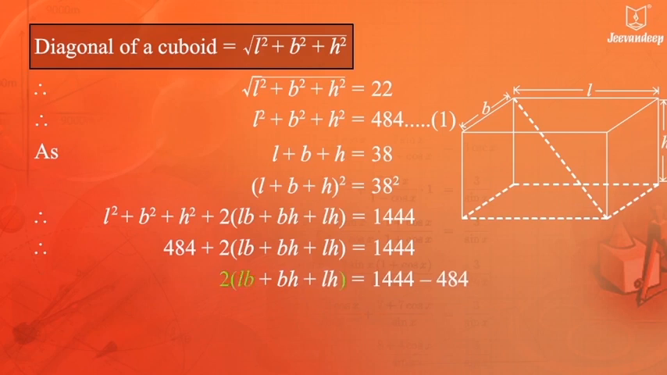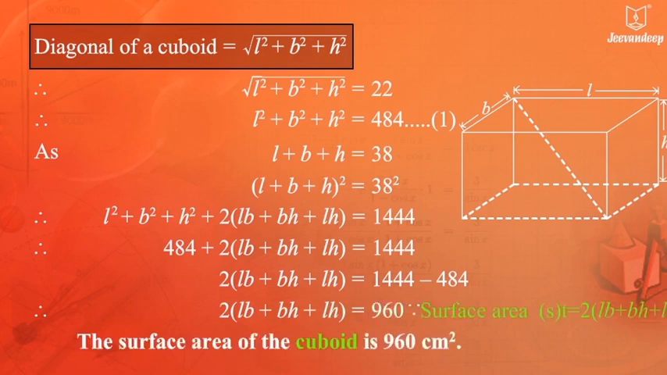Or twice of LB plus BH plus LH equals 1444 minus 484. Therefore, 2 multiplied by LB plus BH plus LH equals 960. Thus, the surface area of the cuboid is 960 centimeters square.